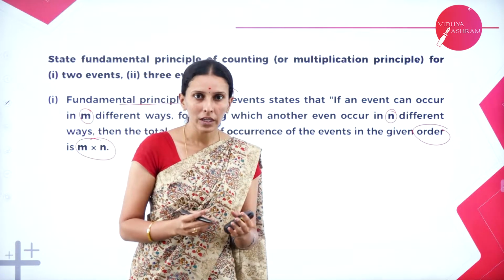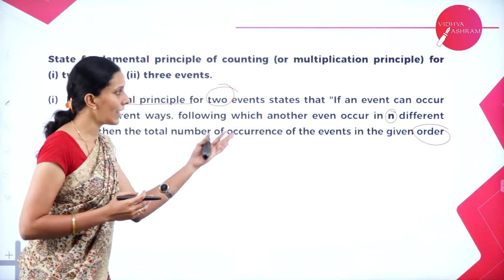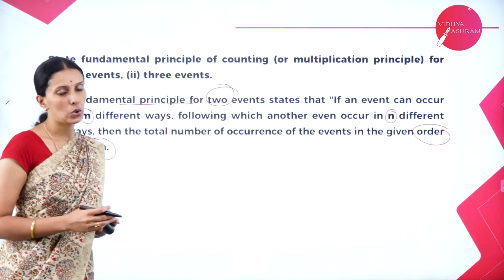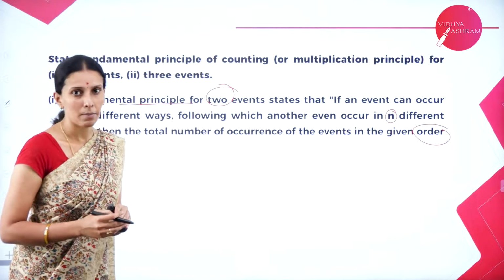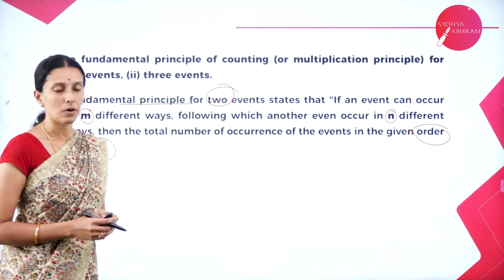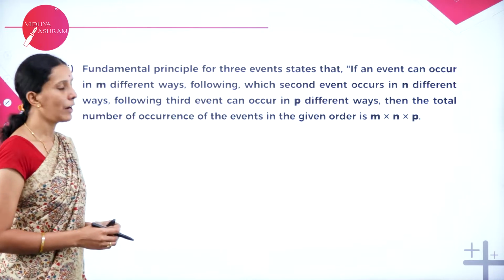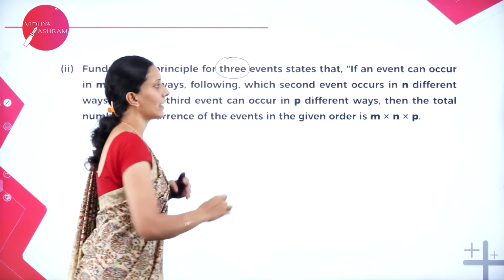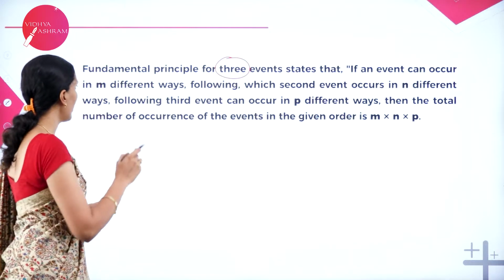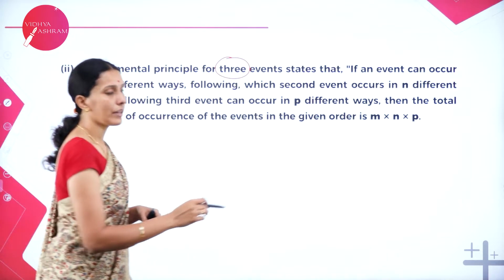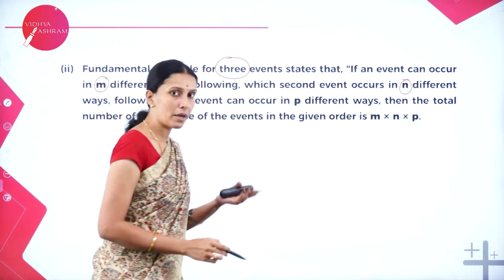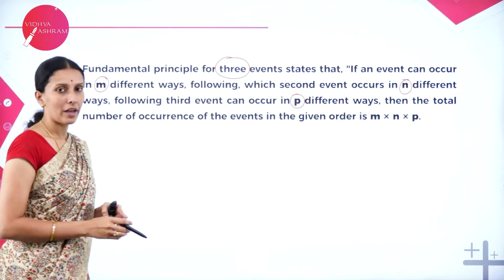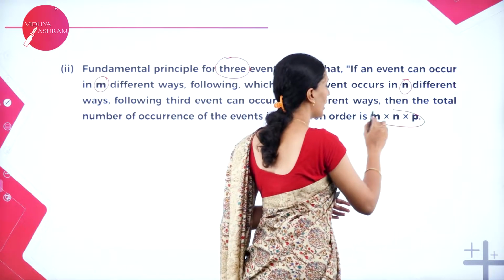So if 2 events are occurring, one event in m ways and the second event in n different ways, then the total number of ways can be written as m into n. This is the fundamental principle of counting. The same can be applied for 3 events. If an event can occur in m different ways, the other event in n different ways, and one more event in p different ways in a given order, then the total number of occurrences will be m into n into p.